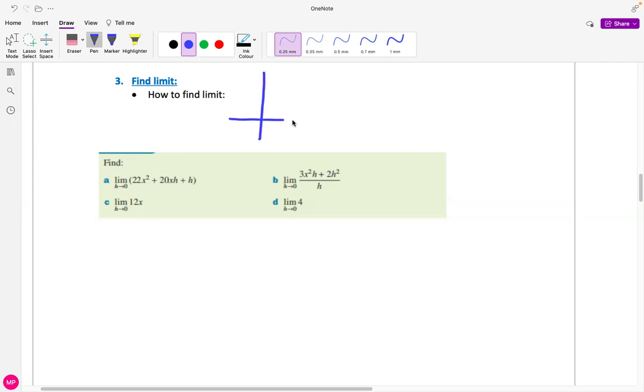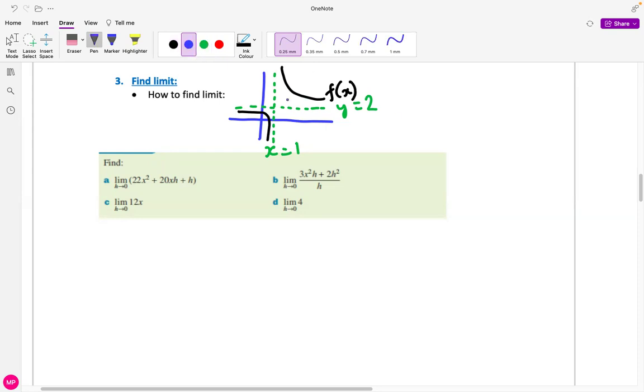Let's say I have a hyperbola graph. Let's say one asymptote is x equals 1 and the other asymptote is y equals 2. And let's say the graph goes like this. Now we're going to call that f of x.